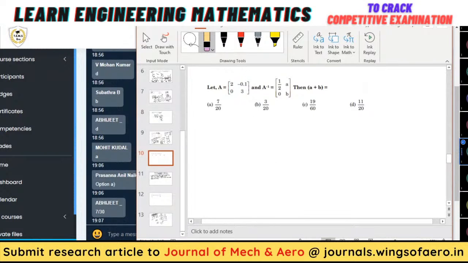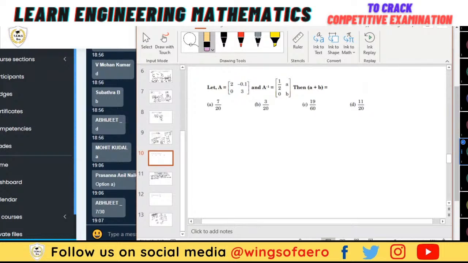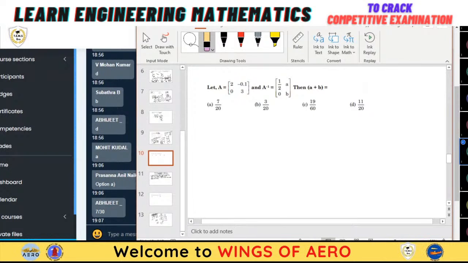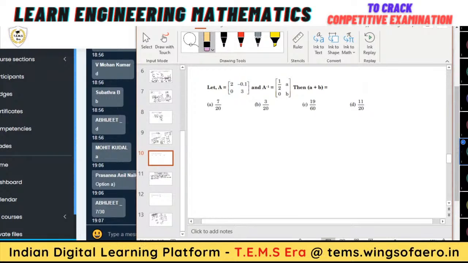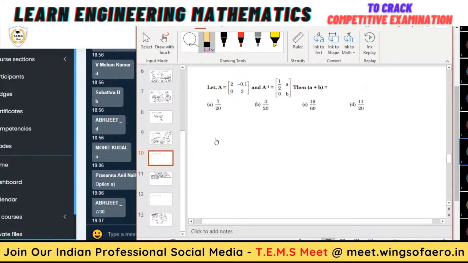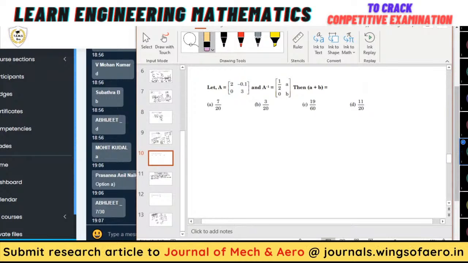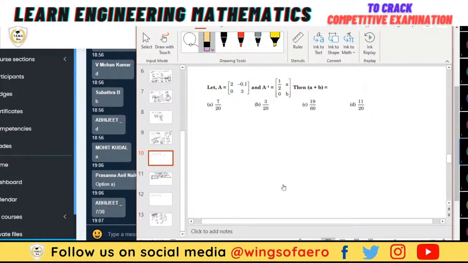7 by 30, there is no option like 7 by 30. 7 by 20 is there. Abhijit. Yeah, sir, but like that. This is actually a great question. I just copied and pasted here. No, sir. Yeah. Okay. Less possibility that the answer is wrong.